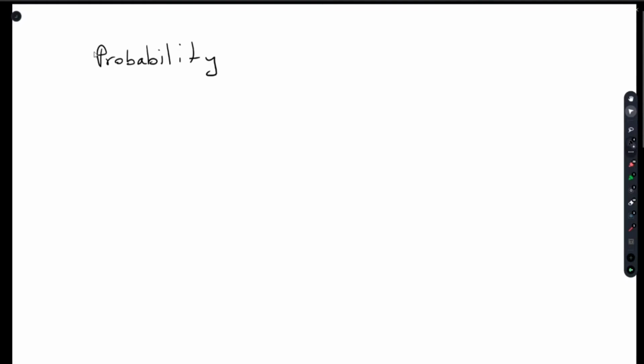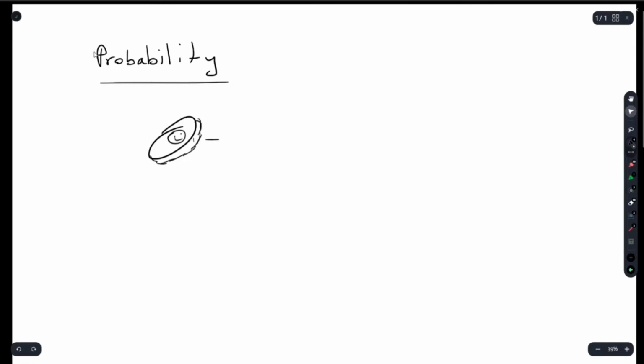Introduction to probability. Now, what is probability? Since probability is best explained in examples, I'll give the example of a coin here. Let's say this is the heads, and then I'll make it 3D. The opposite side is the tails.